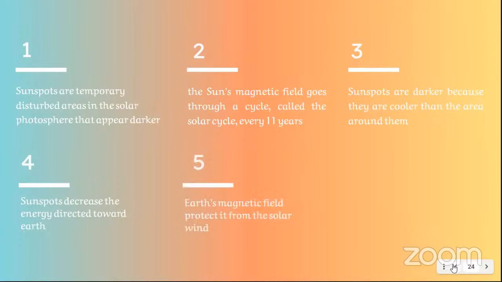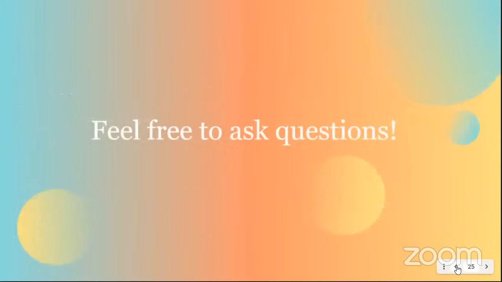Fifth point, Earth's magnetic field protects us from the solar wind. Last but not least, the sixth point is that solar activity can cause the northern and southern lights and affect the climate change. And now, feel free to ask any question about today's lesson or about the boot camp in general before playing Kahoot with Lana.